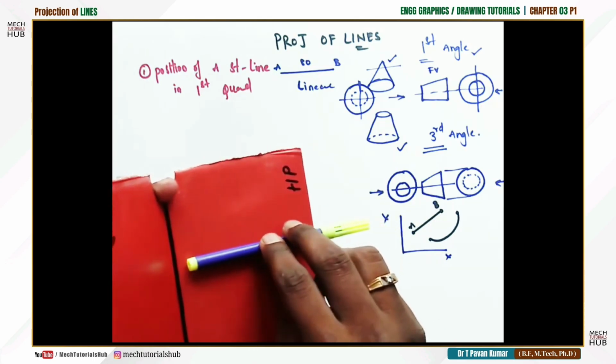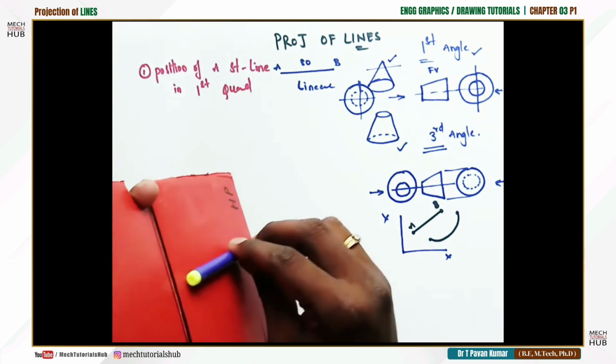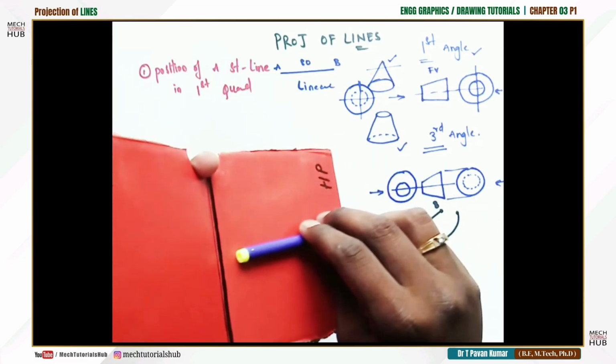As we rotate the horizontal plane 90 degrees clockwise, what happens? The line will completely come below the XY line. Now, whatever the distance is given in the question, we place it accordingly.